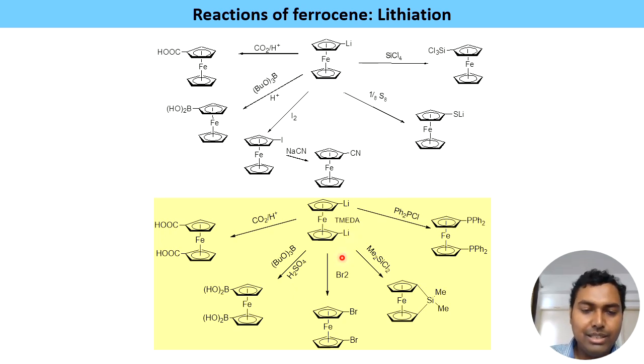And then if we take the dilithiated version, we can also synthesize the dicarboxylic acid. This is the diboric acid, and the dibromoferrocene. This is the dimethylsilane, and also this is the disubstituted bisphenyl phosphine compound of ferrocene.